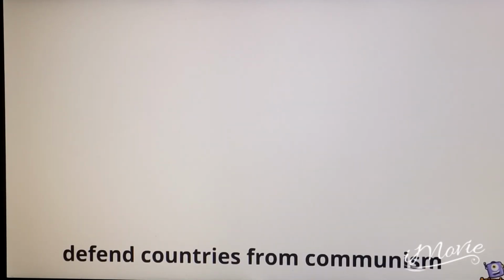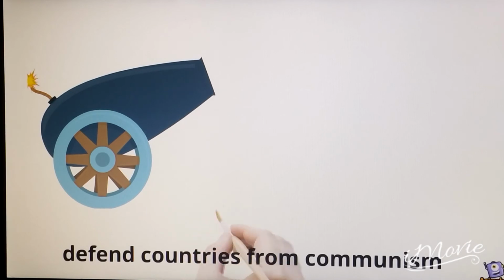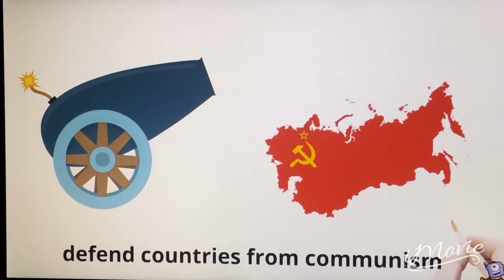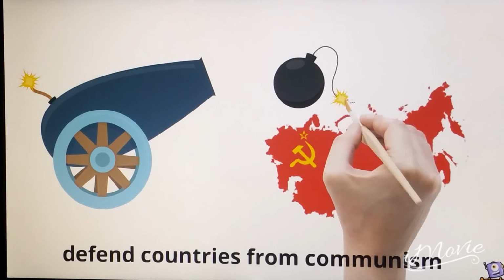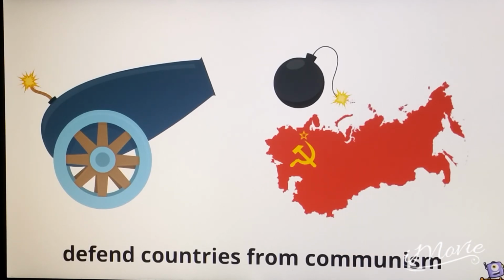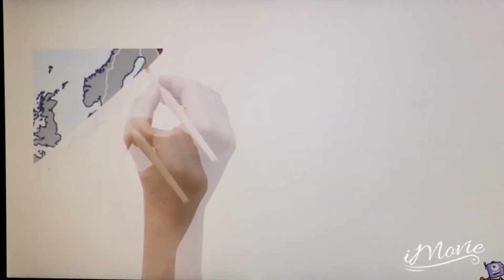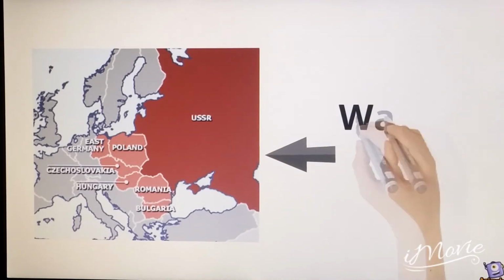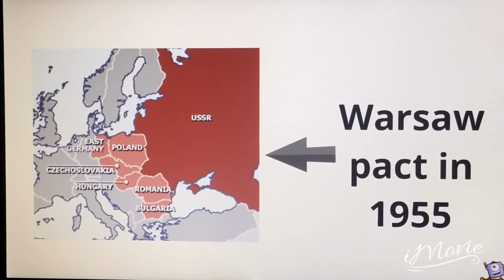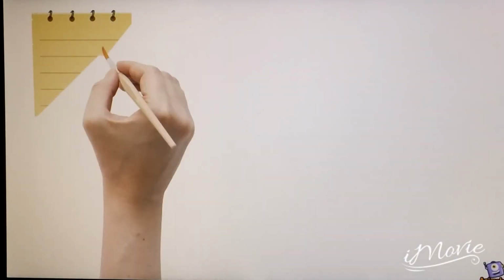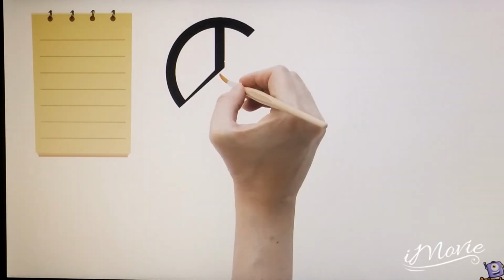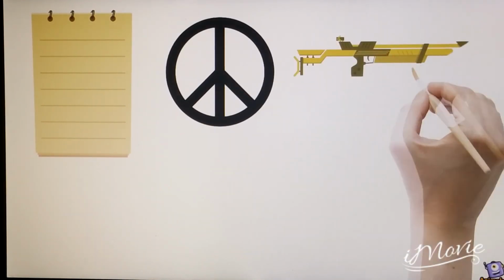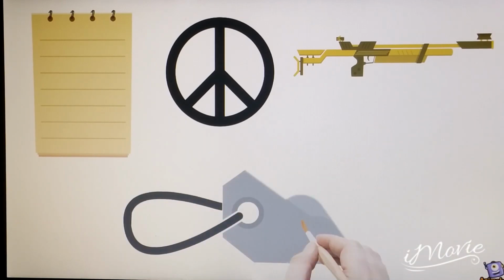NATO consists of a system of collective defense whereby its members agree to mutual defense in response to any attack by any external party. The purpose of NATO was to defend countries from communism. In response to NATO, the Soviet Union and its communist nations in Eastern Europe created the Warsaw Pact in 1955. NATO's goal was to safeguard the Allies' freedom and security by political and military means. NATO also wanted peace and cooperation.